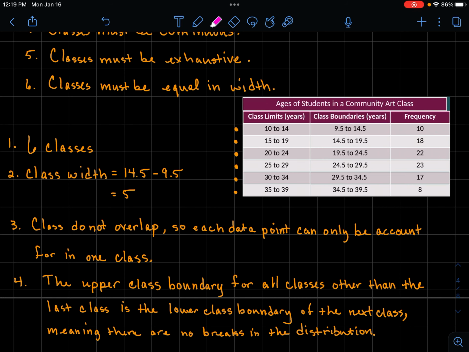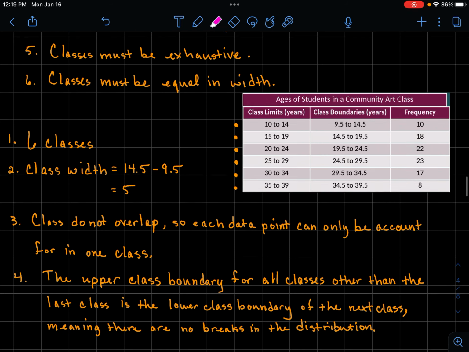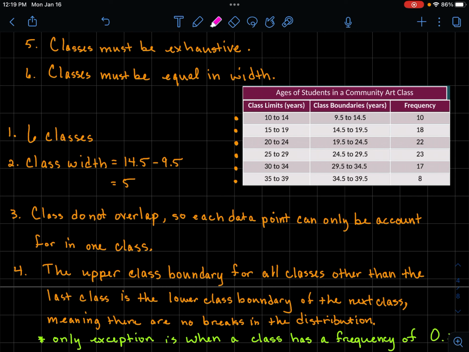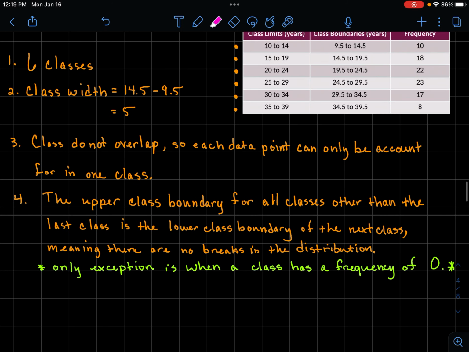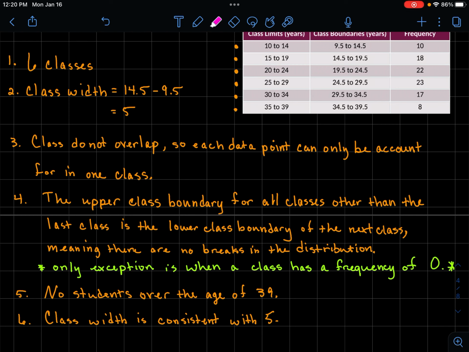So if we were going to make a histogram out of here, all of the bars would be connected. The only caveat to this is that if one of our classes happens to have a frequency of 0, then one of the bars would not be connected. However, the data is still considered continuous. Five, the classes must be exhaustive. We don't have a whole lot of extra background information to this data, but we do know that there shouldn't be a student that's over the age of 39. If there was a student over the age of 39, then we would have to add in an extra class from 40 to the next age.